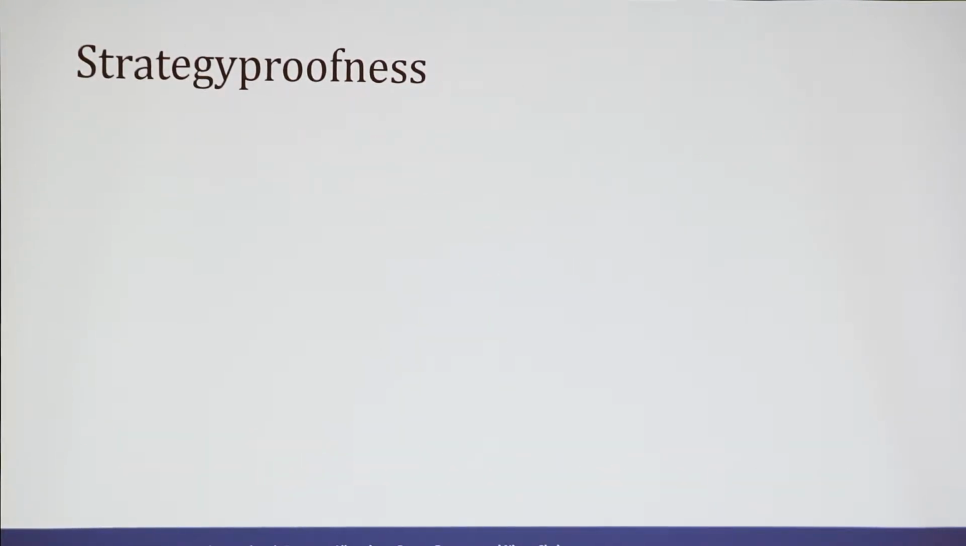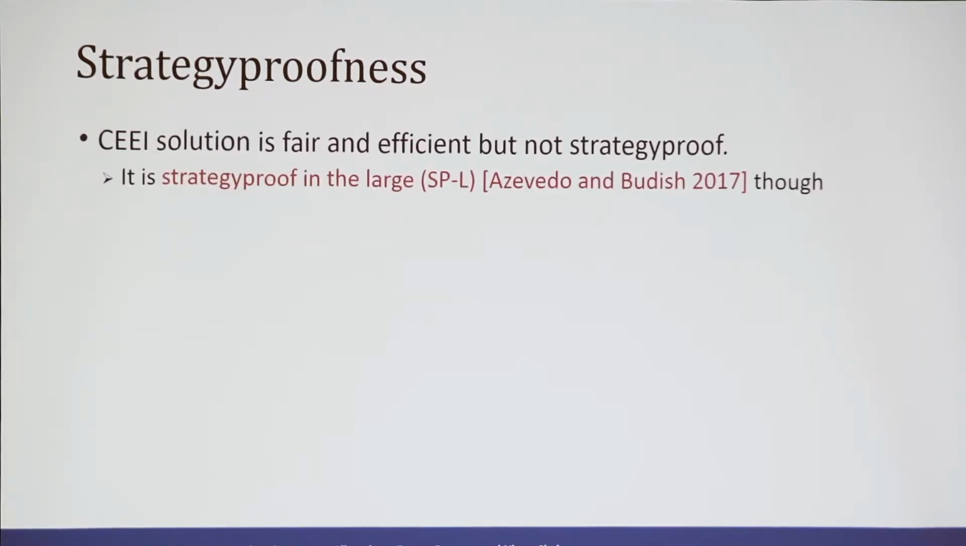All right, so that's what I wanted to say about the competitive equilibrium from equal incomes. Let's move on to what we can say about strategy proofness. Now recall in the cake cutting setting, no deterministic mechanism could be both strategy proof and proportional. What can we do in this divisible goods setting? Well, first off, I'll just note that our competitive equilibrium solution is fair in the sense of envy-free, and it's efficient in the sense of Pareto optimal, but it's not strategy proof.